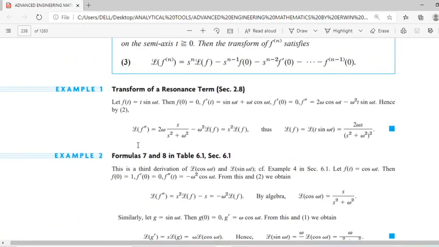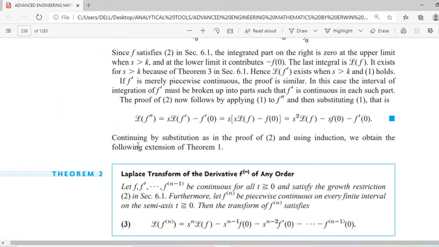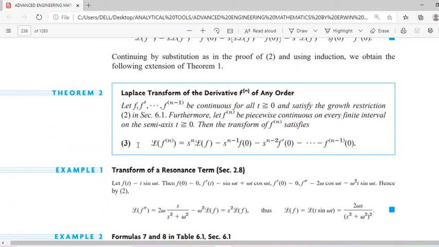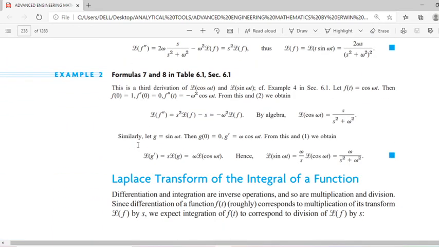So we found two theorems on differentiation, the Laplace transformation of derivatives. Now we will discuss the problem of Laplace transforms of integrals. Okay, that will be discussed in the next class.